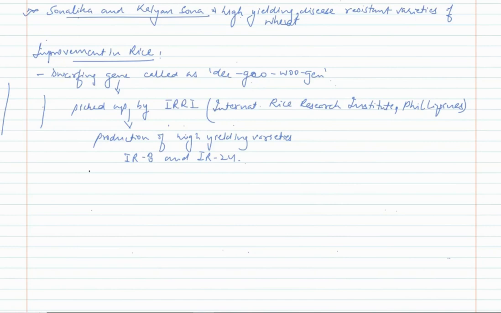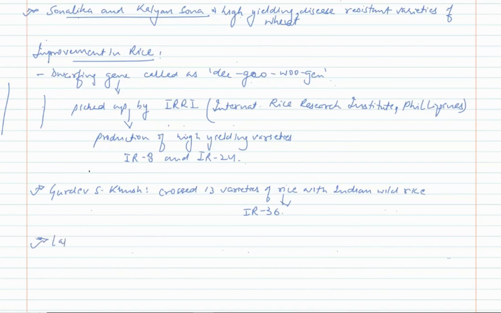An Indian scientist named Gurdev S. Khush crossed 13 varieties of rice taken from 6 countries with Indian wild rice and produced a variety known as IR36. IR36 was resistant to grassy stunt virus. It was also a high yielding variety of rice and solved a major food problem in India and in the entire Asia.